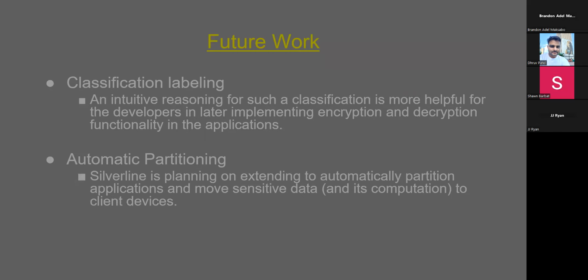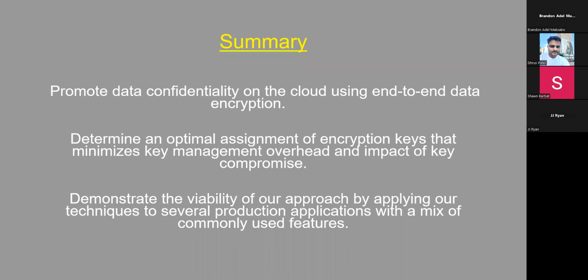So to sum things up, what Silverline does is promote data confidentiality on the cloud using end-to-end data encryption. It determines an optimal assignment of encryption keys that minimize key management overhead and the impact of key compromise. And it demonstrates the viability of our approach by applying our techniques to several production applications with a mix of commonly used features.